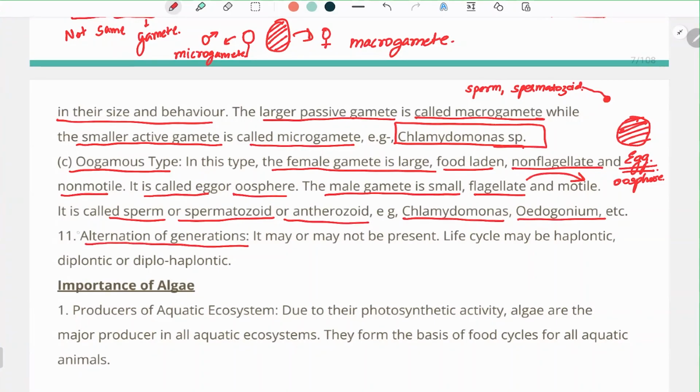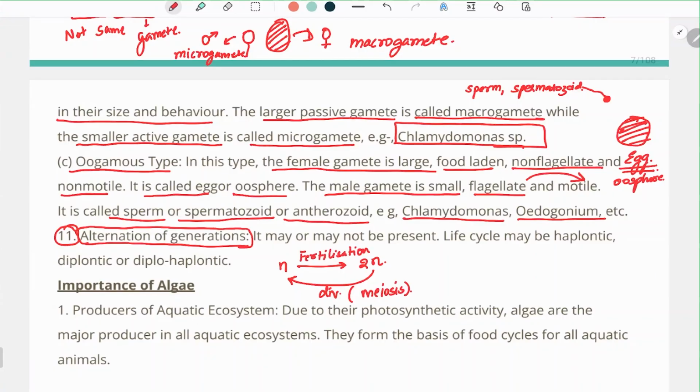Alternation of generation is a term seen a lot of times in the plant kingdom because these plants alternate. Sometimes they are present in the form of N, and sometimes in the form of 2N. N, then 2N, then N again by division, that is meiosis, and 2N is formed by fertilization.